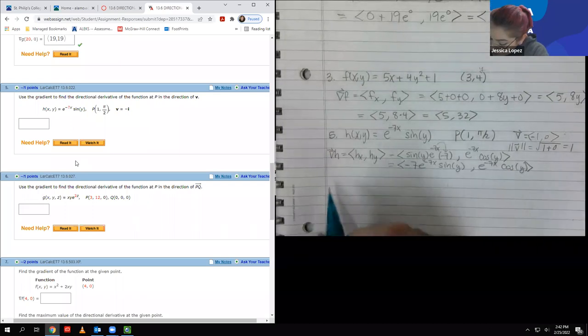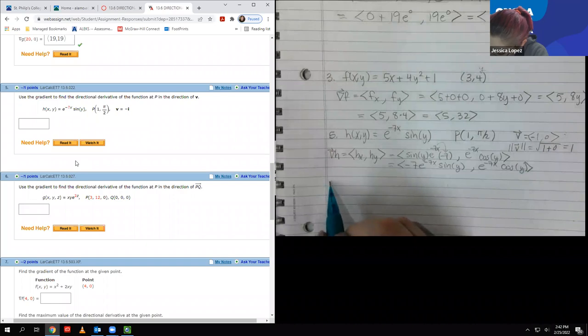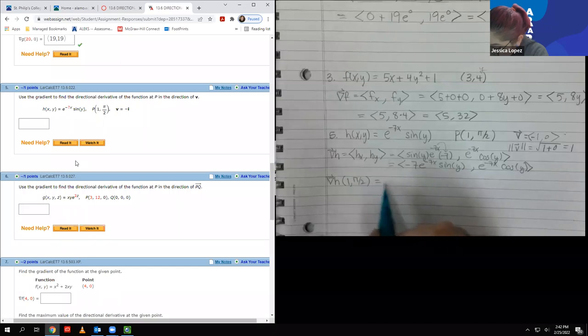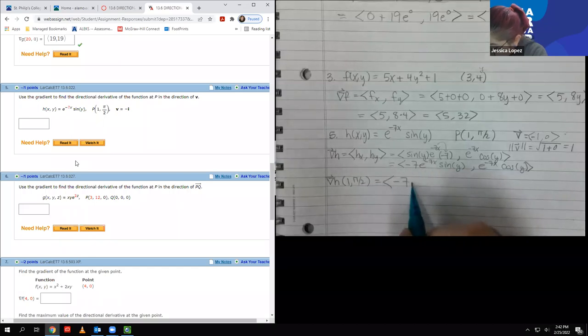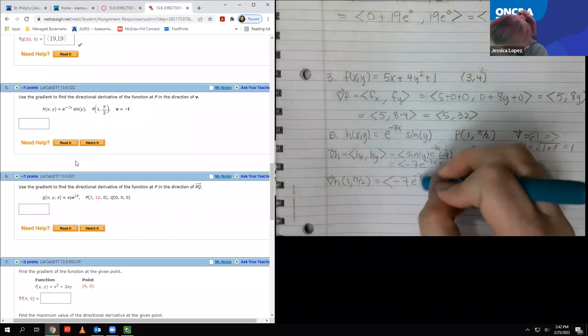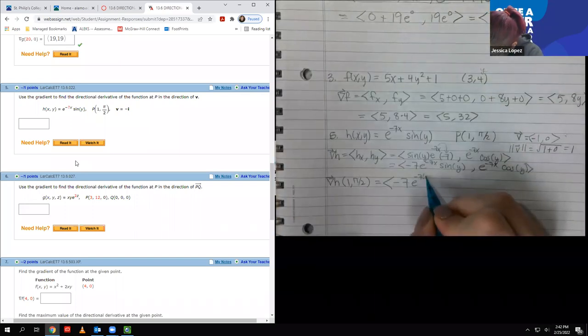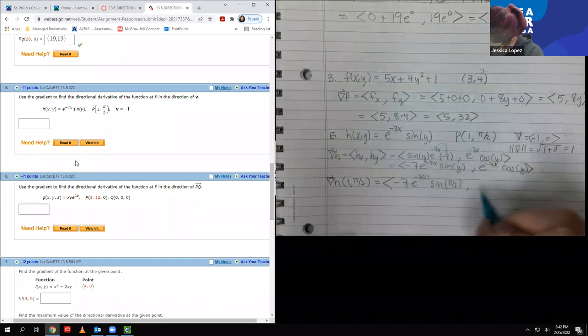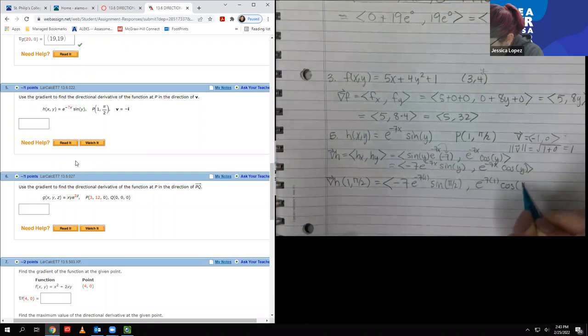And then what I want to do is plug in that point, right? So if I want to find the gradient of h at this point, I'm going to plug everybody in. So negative 7 e to the negative 7 times 1. Oh, I need to write that better. And then sine of pi over 2, e to the negative 7 times 1, cosine of pi over 2.